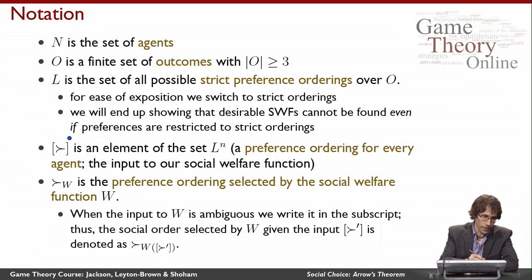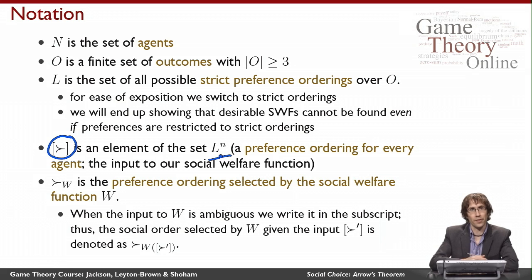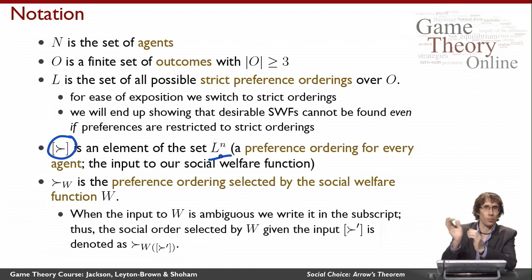I'm going to use this notation here to denote an element of the set L to the n. So in other words, this is going to be a preference profile, a preference ordering 1 for every agent. And this is, of course, the input that our social welfare function takes. So recall that a social welfare function is a mapping from a preference profile, a set of preferences 1 for every agent, to a single preference ordering, which is the social welfare ordering.